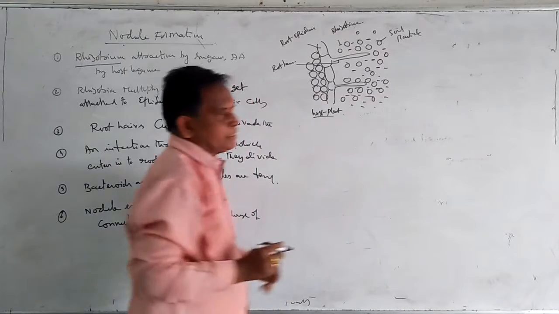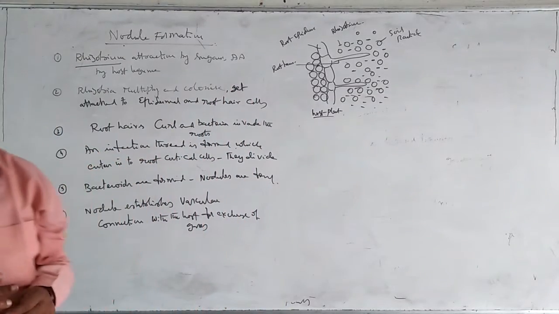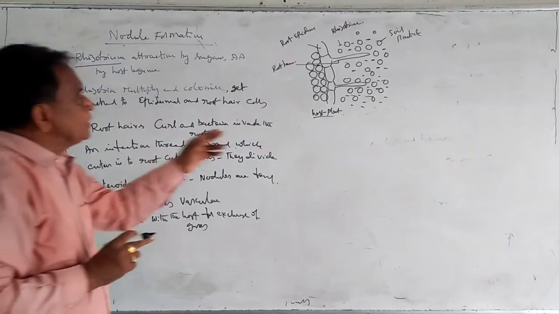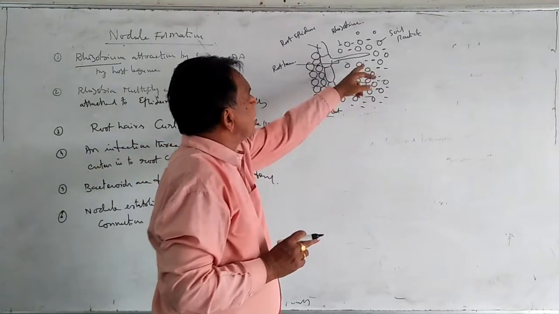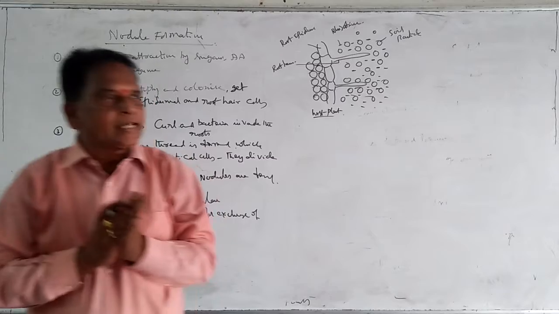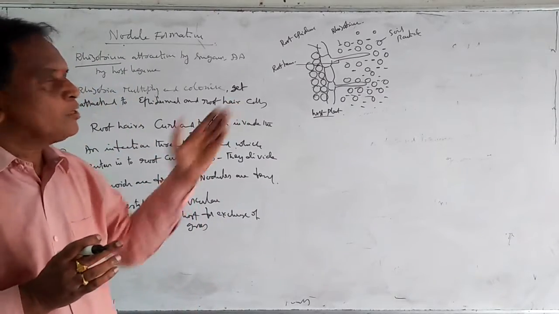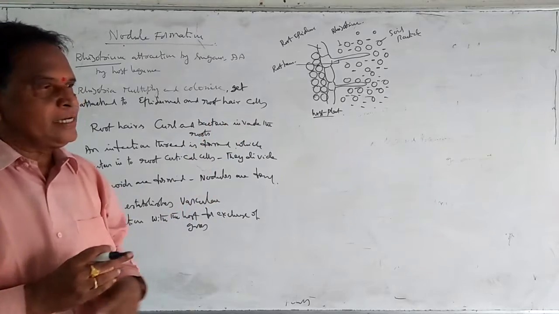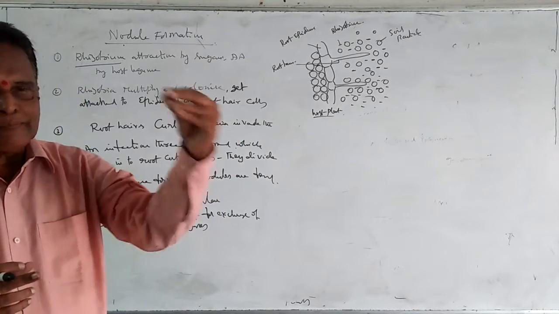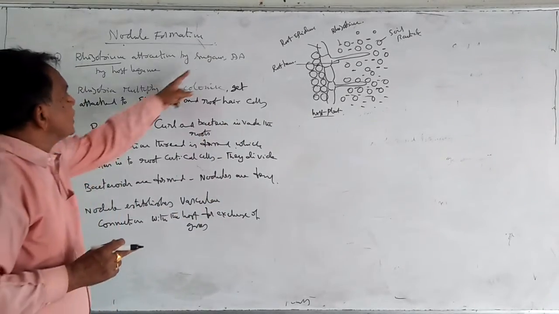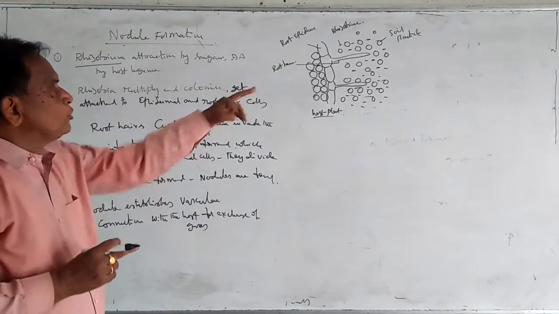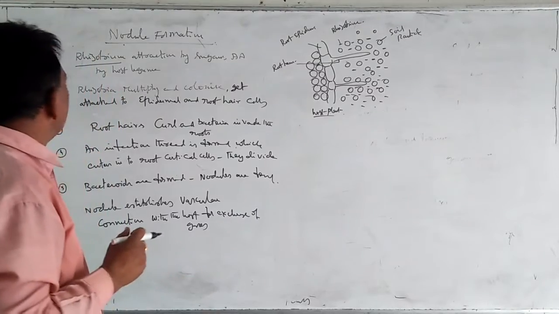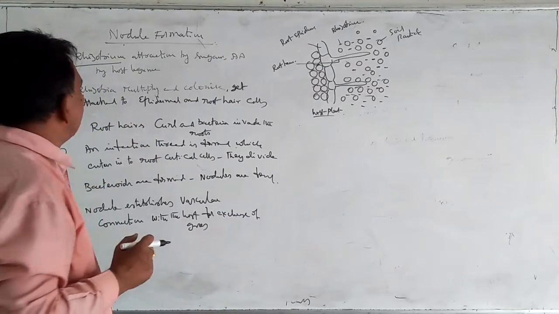The host plant releases some chemicals like sugars and amino acids, and by these chemicals, the rhizobium bacteria are attracted. In the first stage, rhizobia are normally present in the soil, in between the soil particles. Whenever the host legume plant releases some chemicals like sugars and amino acids, these rhizobia are attracted by these chemicals, and the rhizobia multiply and colonize.